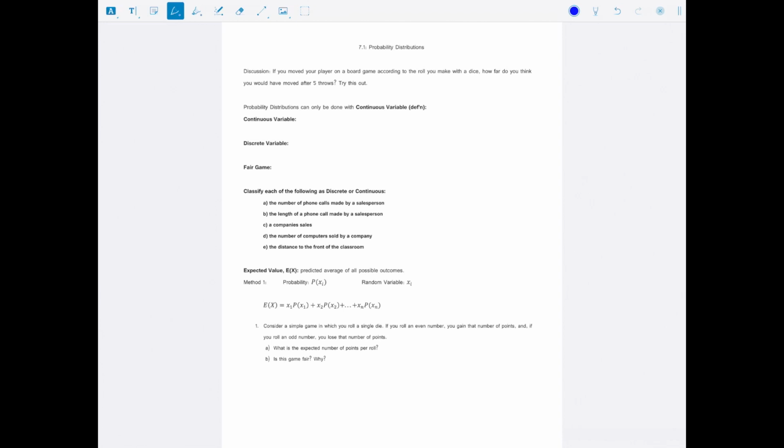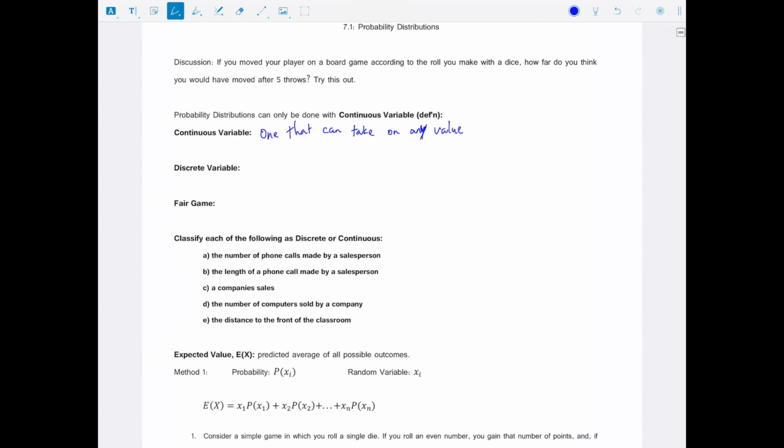Probability distributions can be done with continuous variables. A continuous variable is one that can take on any value. A discrete variable, however, can only take on certain values. There's really not an infinite number of options, whereas with continuous there is an infinite number of possibilities. A discrete variable often might be limited to integers or specific types of numbers.